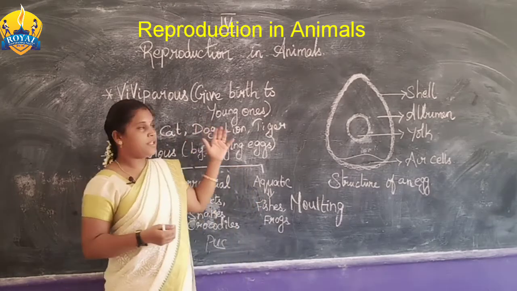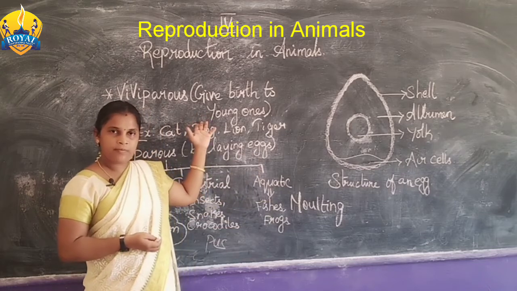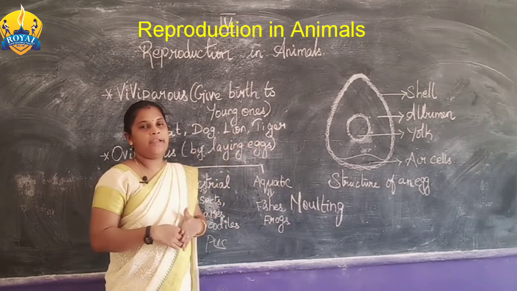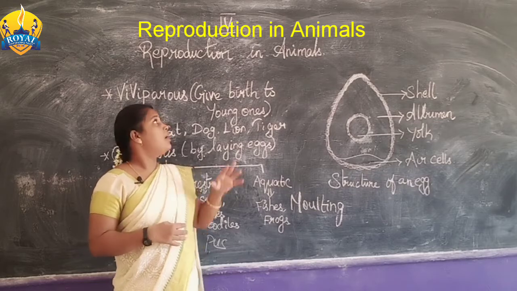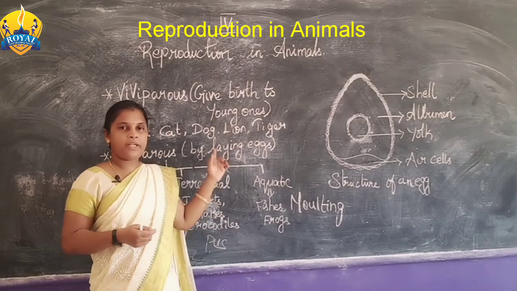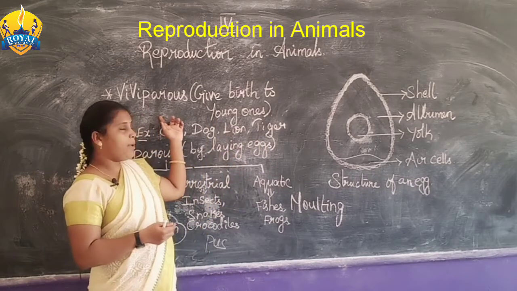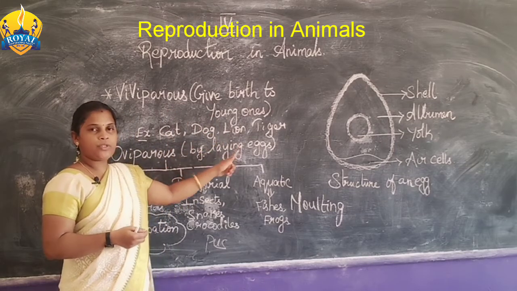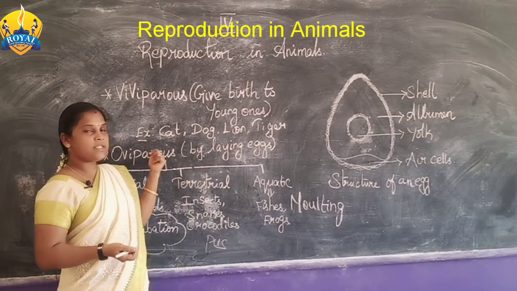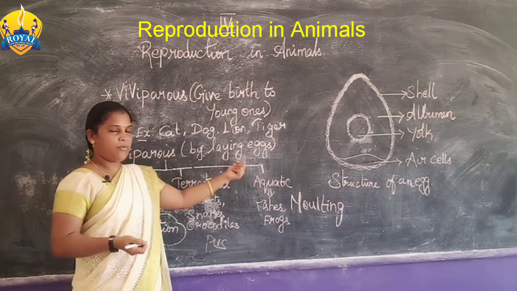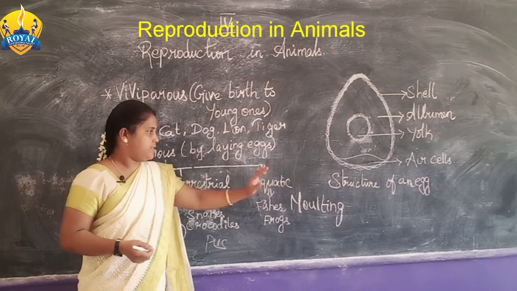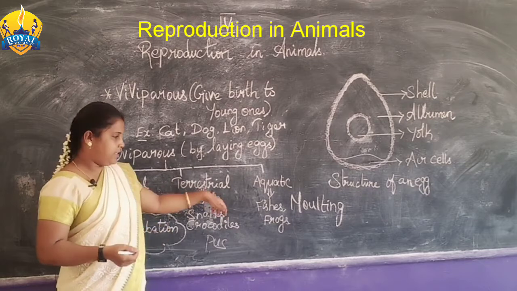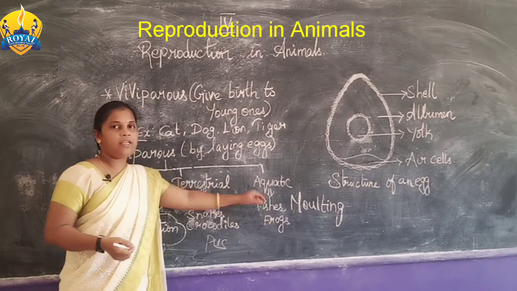So shall we recall this? What is reproduction? All the living things that reproduce their own kind is called reproduction. How many types? 2 types: viviparous and oviparous. Viviparous means giving birth to young ones, and oviparous means giving birth to young ones by laying eggs. So what are the 3 types of oviparous? Aerial animals, terrestrial animals and aquatic animals.